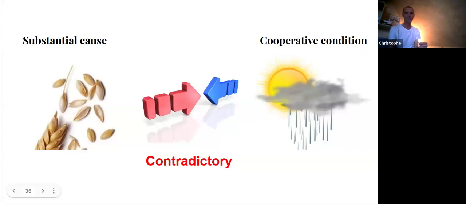It follows that the subject milk tea, if it is the substantial cause of a milk tea, is necessarily not the cooperative condition of a milk tea. For instance, here you could have the substantial cause of a soya milk tea. The soya seeds here are the substantial causes of the soya milk tea, the vegan milk tea.